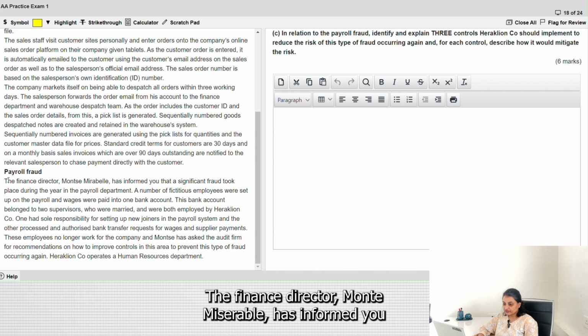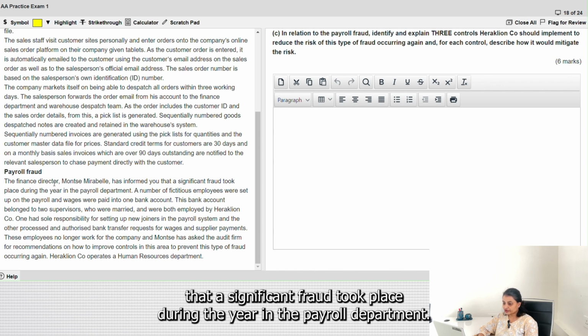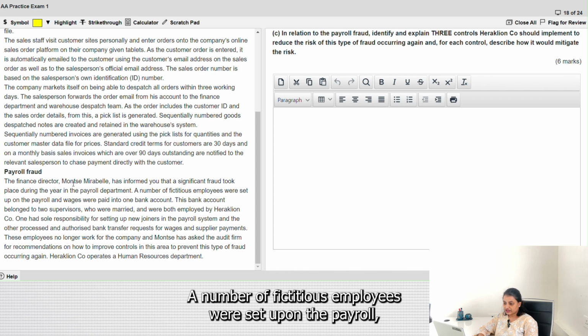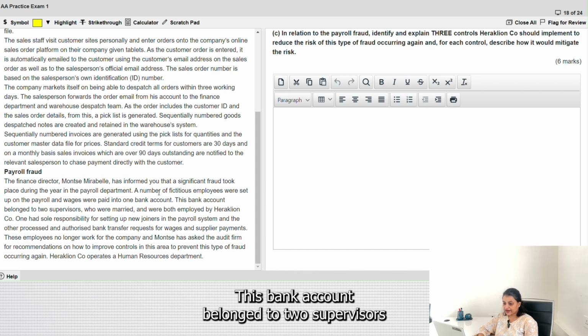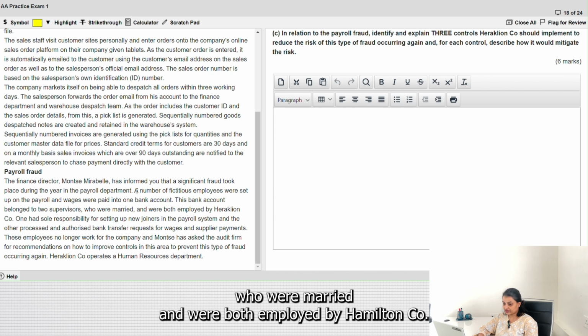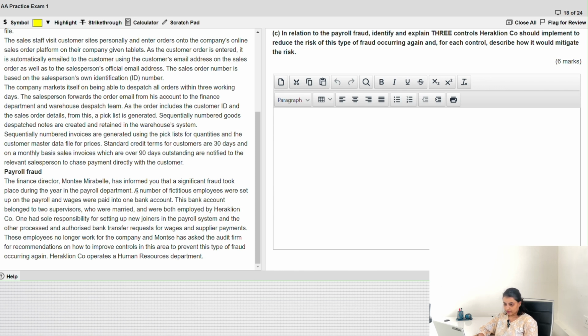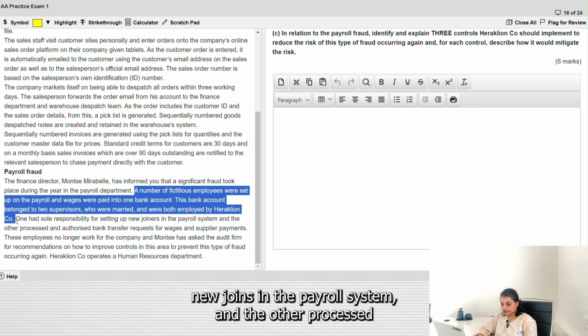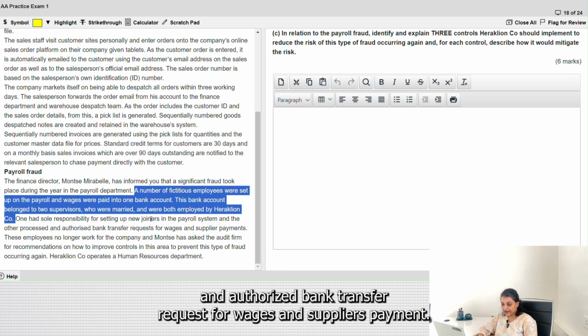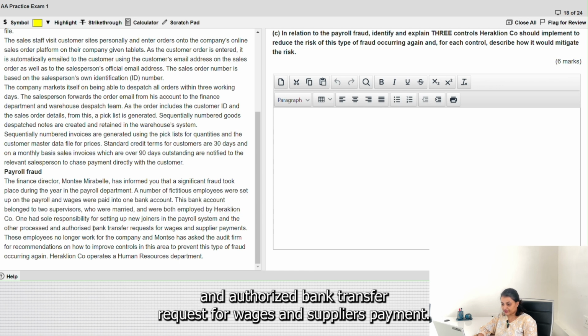The finance director, Monsi Miserable, has informed you that a significant fraud took place during the year in the payroll department. A number of fictitious employees were set up on the payroll and wages were paid into one bank account. This bank account belonged to 2 supervisors who were married and were both employed by Herculean Co. One had sole responsibility of setting up new joiners in the payroll system, and the other processed and authorized bank transfer requests for wages and supplier payments.